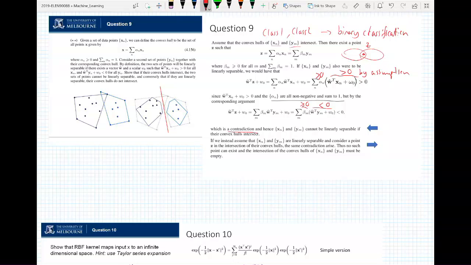That's one direction. The other direction is if they are linearly separable and there's a point in the intersection of the convex hulls. Actually, it's the same analysis, but you make the argument from the other side. So that also is a contradiction. So everything is contradicting each other, so you cannot have this. Therefore, we have shown that if the convex hulls intersect, the two sets of points cannot be linearly separable, and conversely, if they are linearly separable, the convex hulls shouldn't intersect.